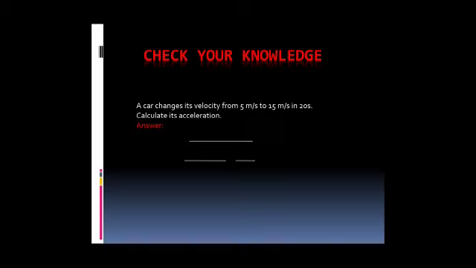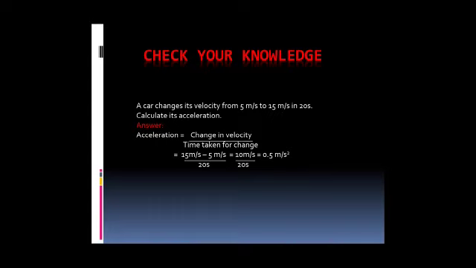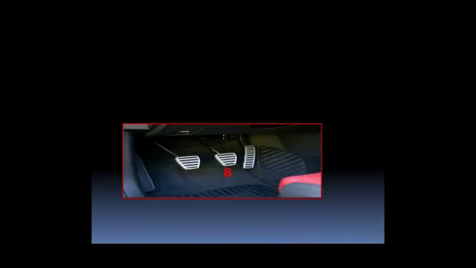Let's solve an example. A car changes its velocity from 5 meter per second to 15 meter per second in 20 seconds. Calculate its acceleration. Acceleration is equal to change in velocity upon time taken for change, that is 15 minus 5 upon 20 seconds, that is equal to 10 meter per second upon 20 seconds, which gives you 0.5 meter per second square. So the car moves with an acceleration of 0.5 meter per second square.